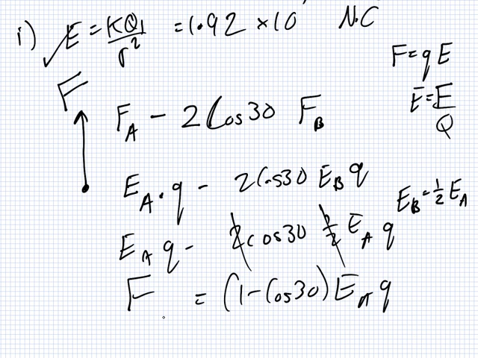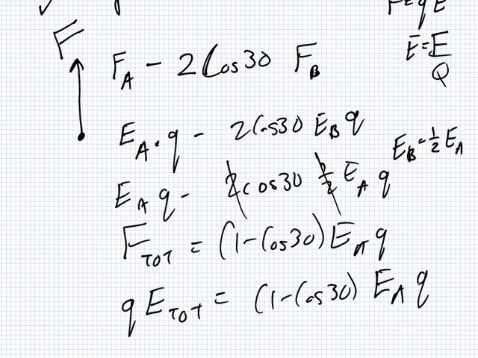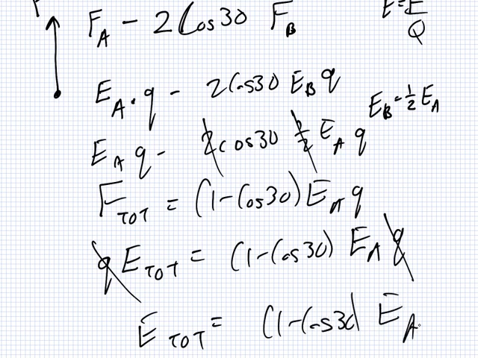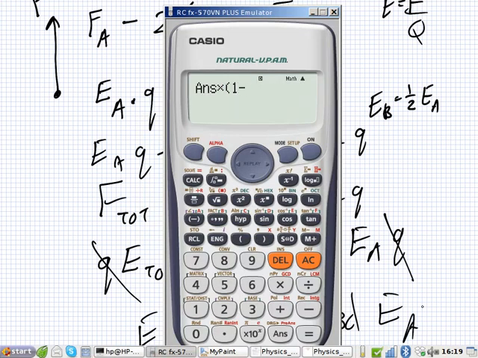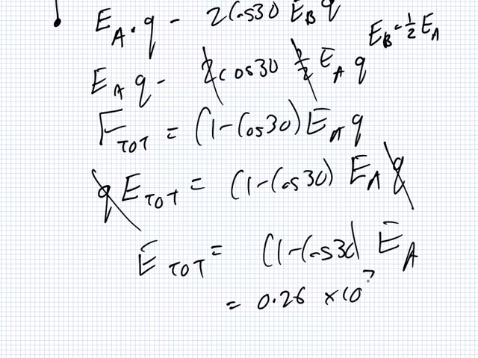The total force. What? Well, yes. Can you wait 1 minute? Okay. But remember, F equals QE, and this is total force. So that means Q times total electric field strength is 1 minus cos 30 EAQ. So I can cancel the Q's. So at long last I have my answer. The total electric field strength is 1 minus cos 30 times the electric field strength from the previous part. So if I just multiply this answer by 1 minus cos 30 and divide by 10 to the 7, I get 0.26 times 10 to the 7, or 2.6 times 10 to the 6 newtons per coulomb.